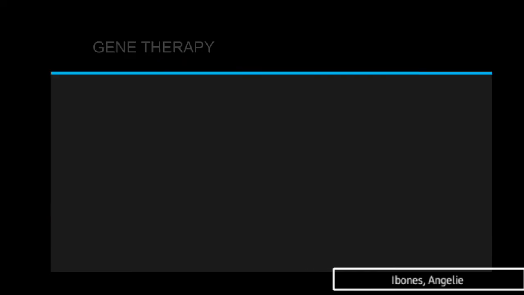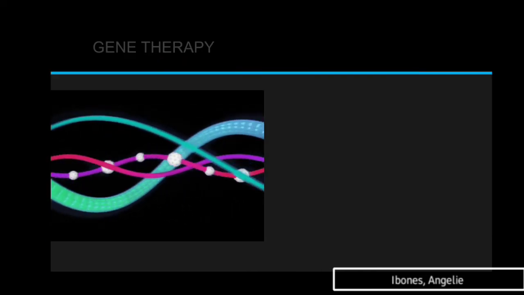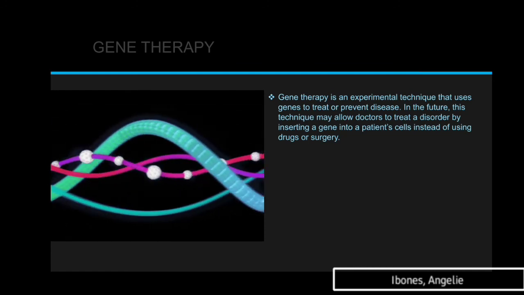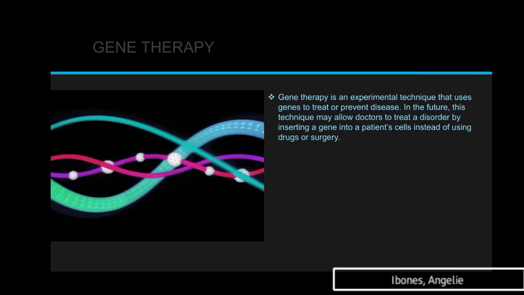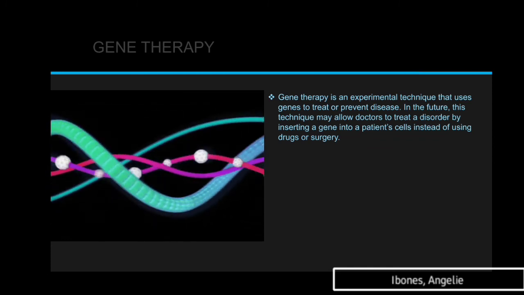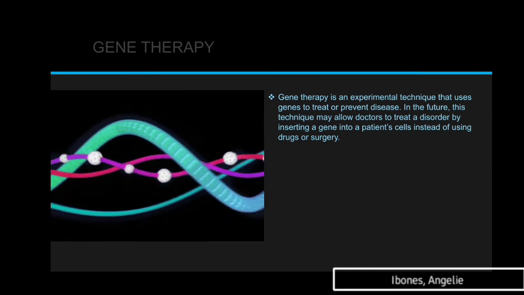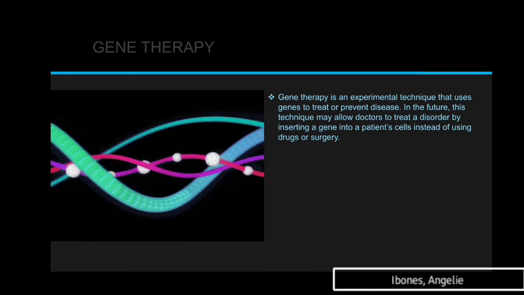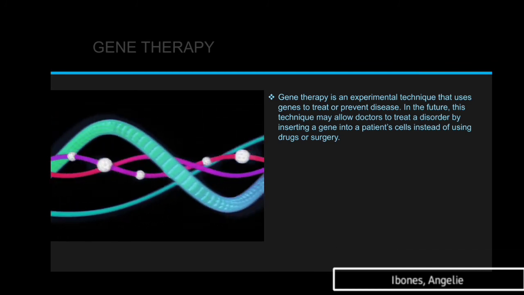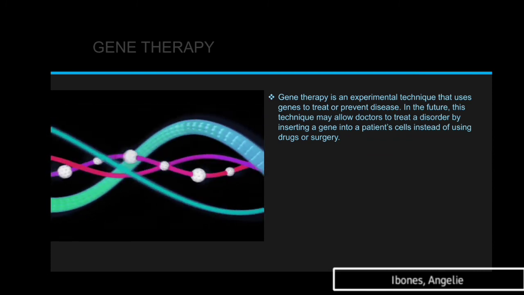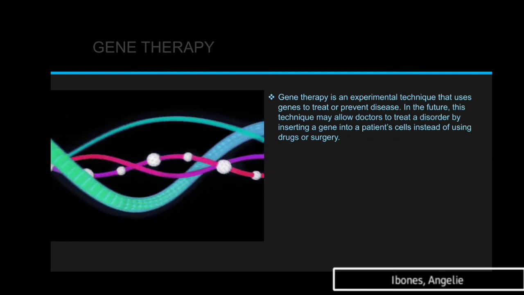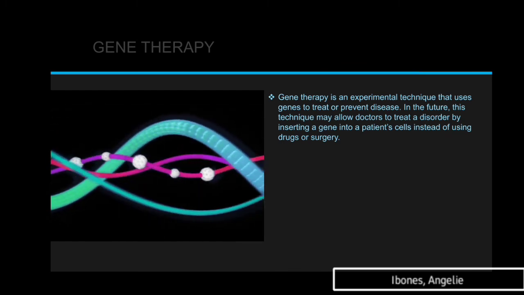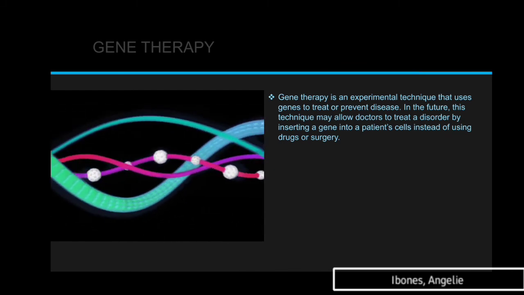But first, what is gene therapy? Gene therapy is an experimental technique that uses genes to treat or prevent disease. It is when DNA is introduced into a patient to treat a genetic disease. The new DNA usually contains a functioning gene to correct the effects of a disease-causing mutation. In the future, this technique may allow doctors to treat a disorder by inserting a gene into a patient's cells instead of using drugs or surgery.